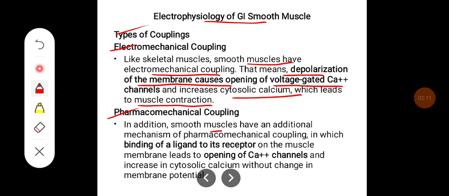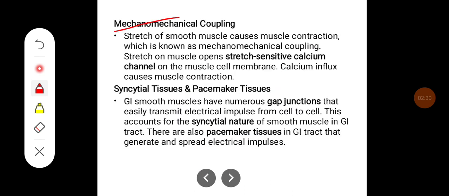In addition, smooth muscles have an additional mechanism of pharmacomechanical coupling in which binding of a ligand to its receptor on the muscle membrane leads to opening of the calcium channels and increased cytosolic calcium without change in the membrane potential. There can also be mechanical coupling. The stretch of the smooth muscle causes muscle contraction, which is known as mechanical coupling. The stretch of the muscle opens stretch sensitive calcium channels on the muscle cell membrane. Calcium influx causes muscle contraction.